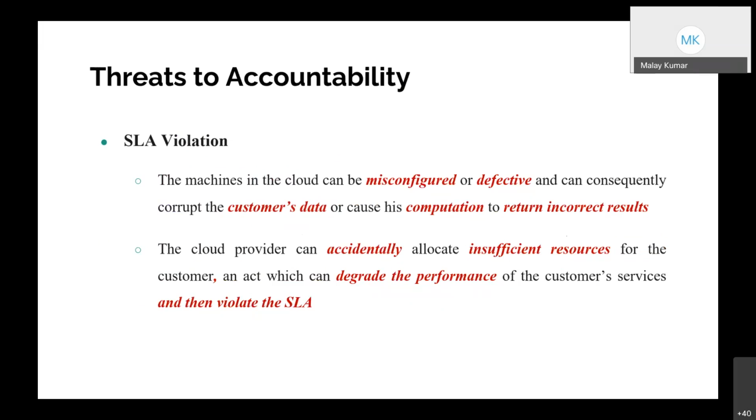He discussed that the machines in the cloud can be misconfigured or defective and can consequently corrupt the customer's data or cause the computation to return incorrect results.